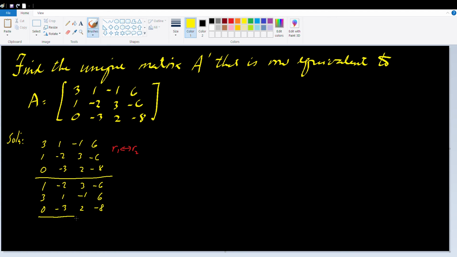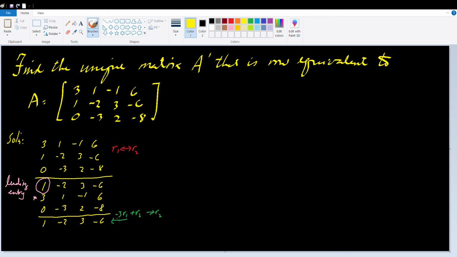Alright, so we now have a leading entry. It is found along the first column, so entries below must be 0. So we need to turn 3 into a 0. We rewrite the first row: 1, negative 2, 3, negative 6. We multiply row 1 by the additive inverse of 3, negative 3, and then add it to row 2, the result written in row 2.